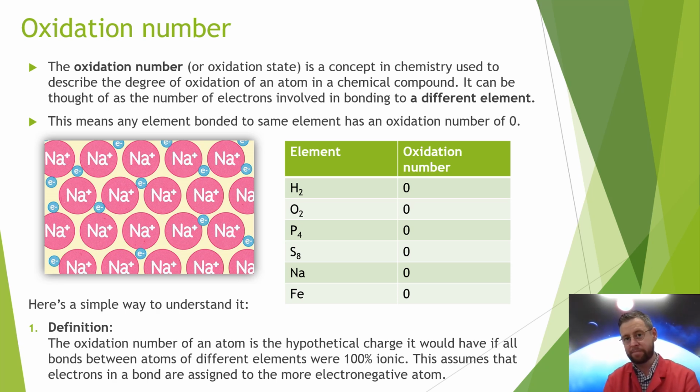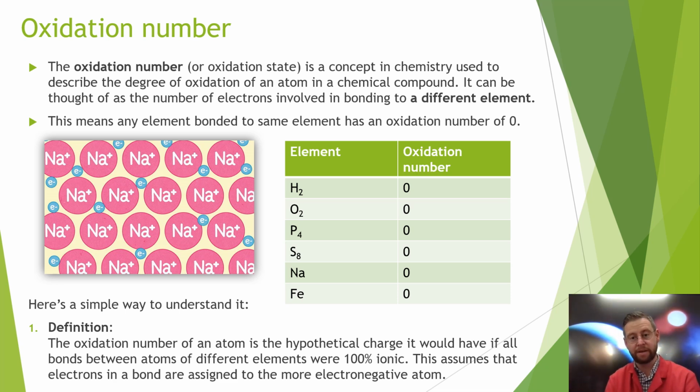Now, any element bonded to itself would have an oxidation number of 0. So, for example, hydrogen bonded to itself, 0, oxygen, 0, and the same with things bonded with metallic bonding, such as sodium or iron, would all have an oxidation number of 0. It gets interesting when we look at ionic and covalent compounds.